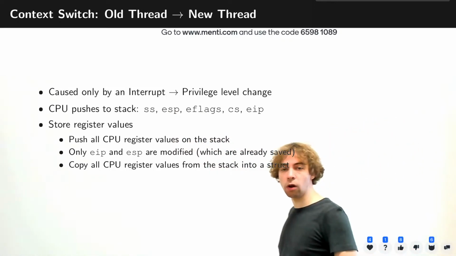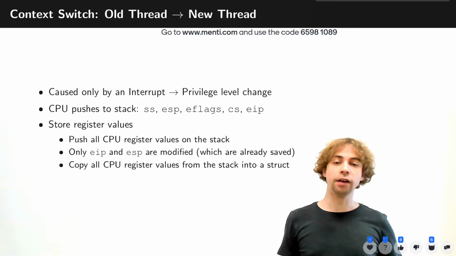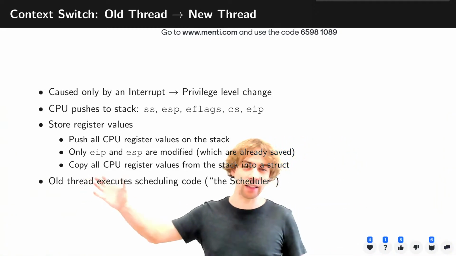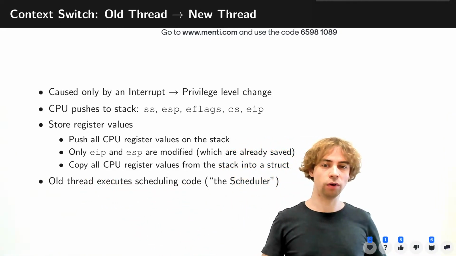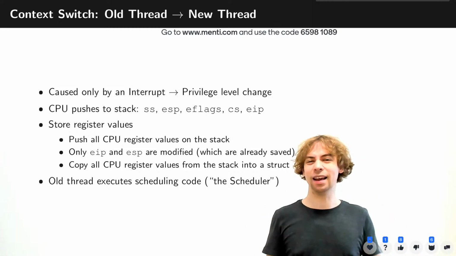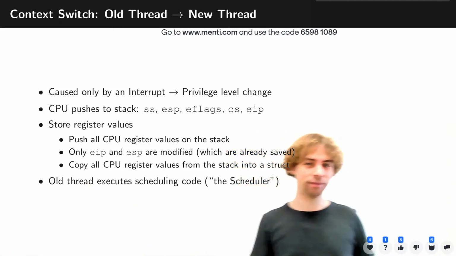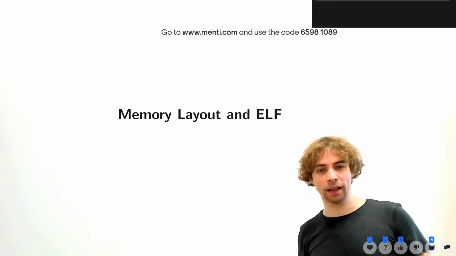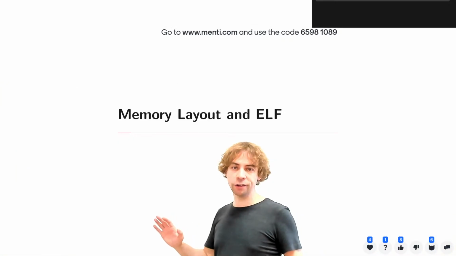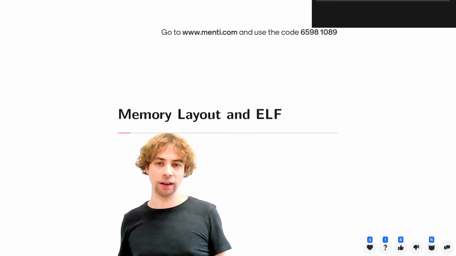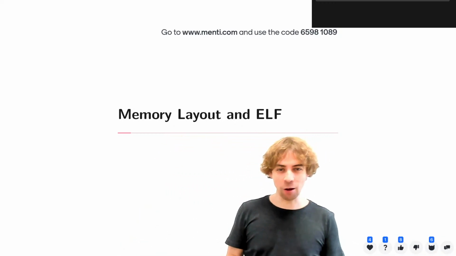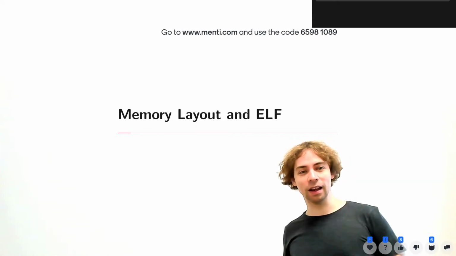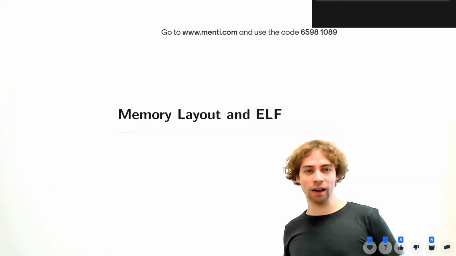And then we will copy all the CPU register values from the stack into a struct. The old thread then continues executing the scheduling code. So the scheduler is actually executed by some thread. And then we context switch to the new thread as before. If there are any questions on context switches, just ask them in the Menti and I will then pick them up.